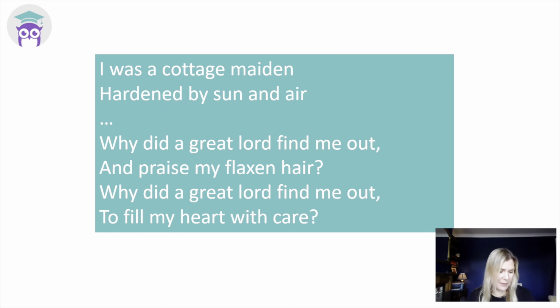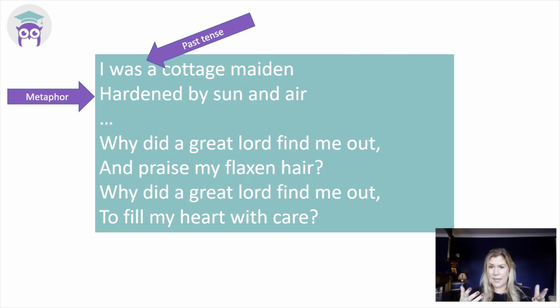Okay, let's start with the beginning of the poem, the first stanza. I've not popped all of it in, but just a few important bits. So you're going to notice straight away that we're in past tense. "I was a cottage maiden." Now that's important because the word maiden connotes innocence and chastity. So the fact that it's in past tense is already kind of hinting to us that that has changed for her because of this Lord. Now she's "hardened by son and heir."